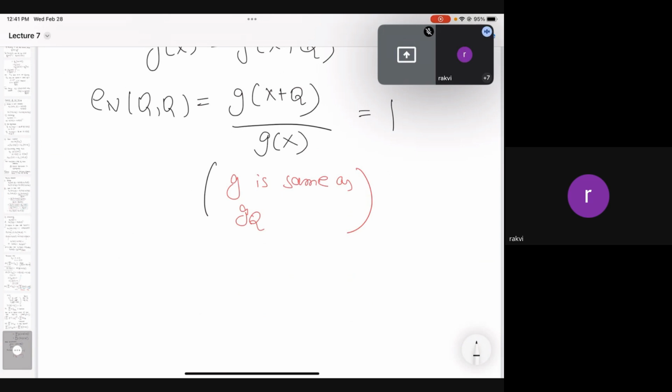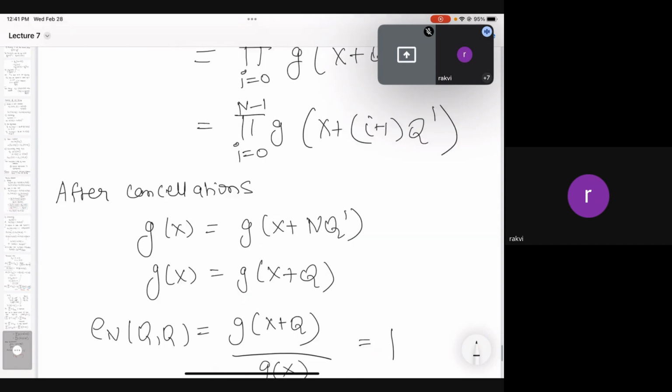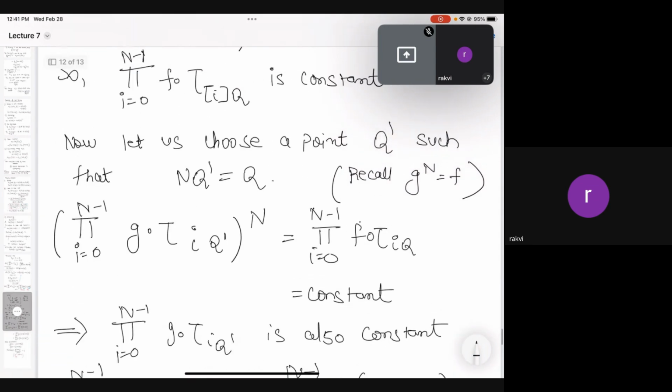So let me just take a pause. This was quite methodical, but it's somewhat involved. Any questions at this point? Let me just take a pause for maybe half a minute.